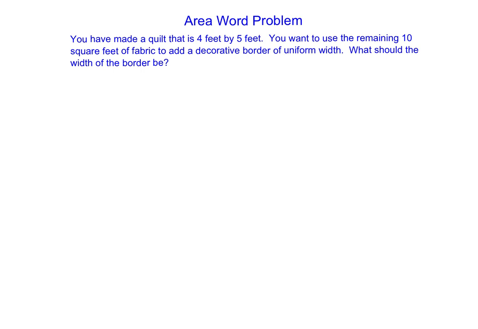So this is saying that you have made a quilt that is 4 feet by 5 feet. So I'm going to draw my quilt here, and I'm going to label it. I'm going to say this is my 5 feet side, and this is my 4 feet side. And it says you want to use the remaining 10 square feet of fabric that you have to add a decorative border of uniform width.